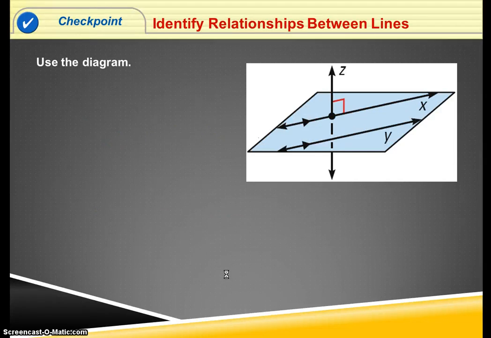Checkpoint. So this is where you're supposed to figure some things out on your own. You're going to identify the relationships between the lines. Use the diagram. Name a pair of parallel lines.